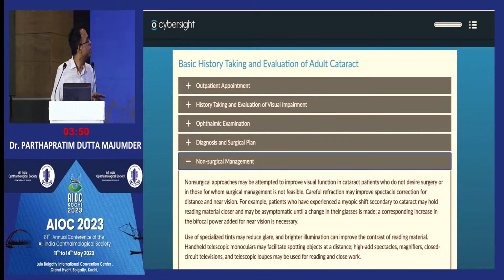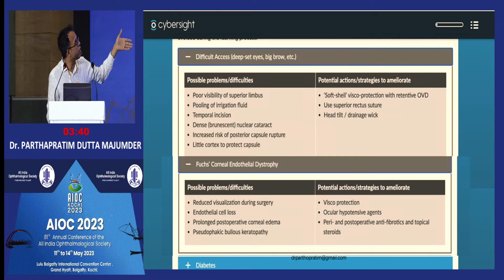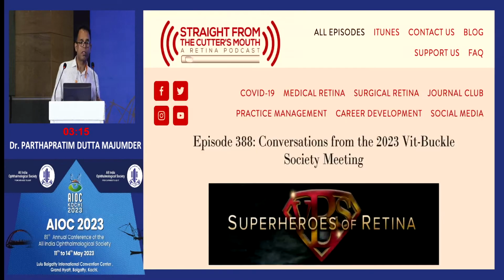You can go ahead and take the test, and there are others as you can see here, like non-surgical management, how you can approach an adult cataract. And there are the difficult cases. There are snippets for quick revision, for example, in this scenario you can see deep set eyes, what are the possible problems and what are the potential actions or strategies you should follow. Similarly, in Fuchs corneal endothelial dystrophy, what are the difficulties you can encounter. So all these are there in these modules of CyberSight.